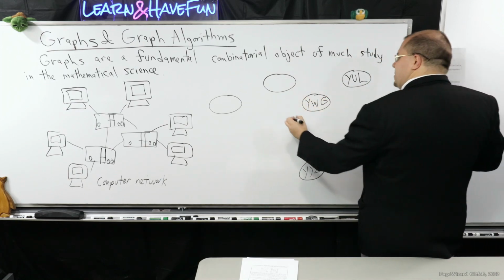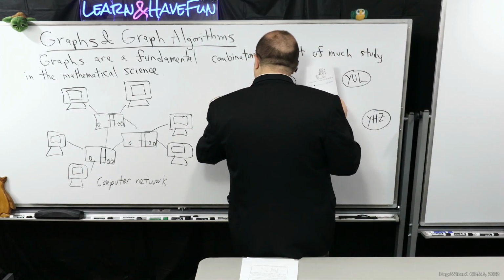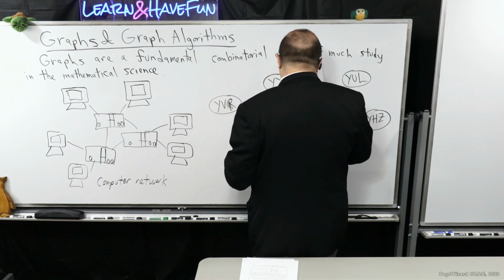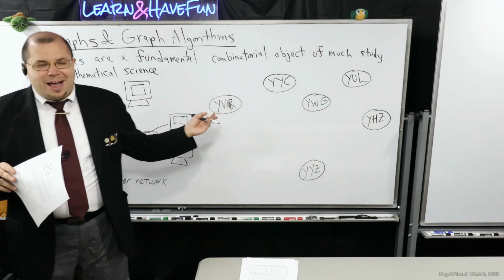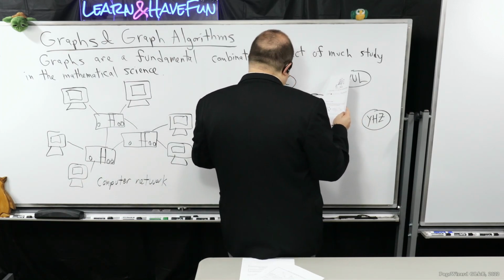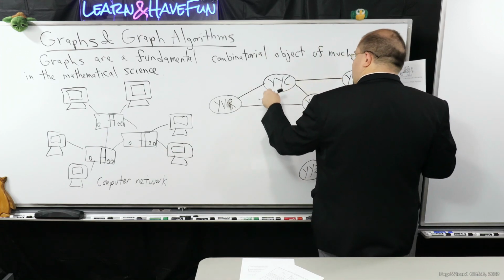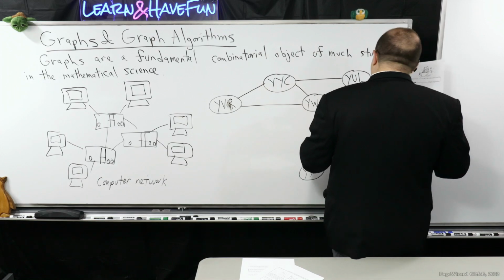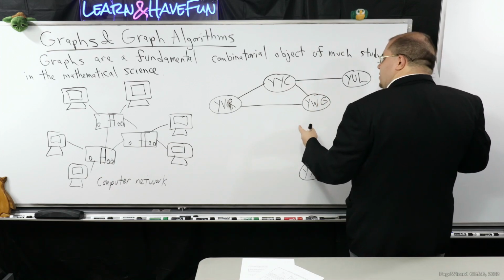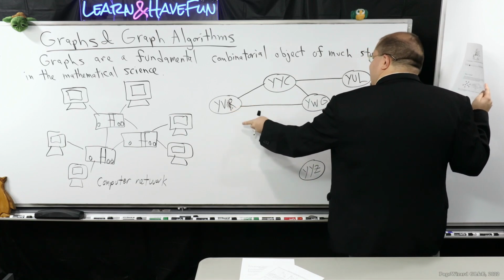So I'm just going to label some airports. Whoops, let's make this one YVR. Bonus points if you know what the acronyms of these airports are. But you can imagine you have flights that go between these airports. Say if somebody wants to go from YYC to YWG, they can take a flight from YYC to YWG. However, if I want to go from YVR to YUL, I have to go through another airport to get there.